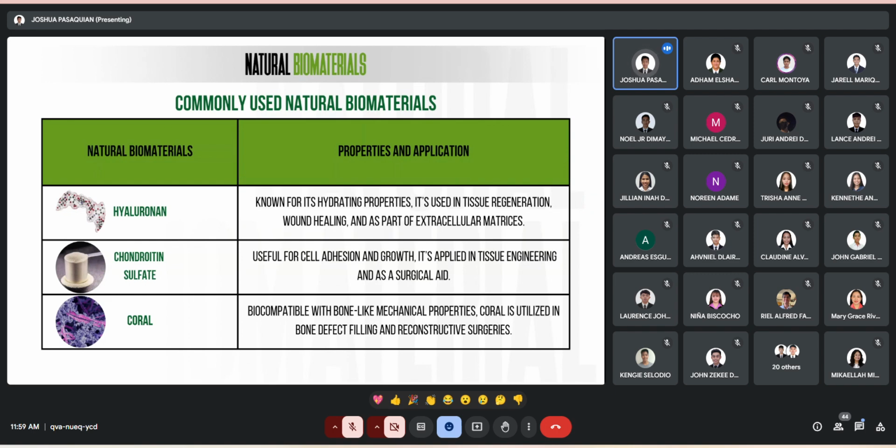Next is hyaluronan. Known for its hydrating properties, it's used in tissue regeneration, wound healing, and as part of extracellular matrices. Next is chondroitin sulfate. Used for cell adhesion and growth, it's applied in tissue engineering and as a surgical aid. Then lastly is coral. Biocompatible with bone-like mechanical properties, coral is utilized in bone defect filling and reconstructive surgeries.